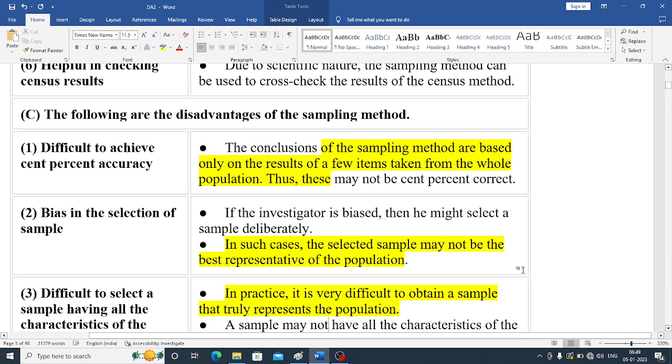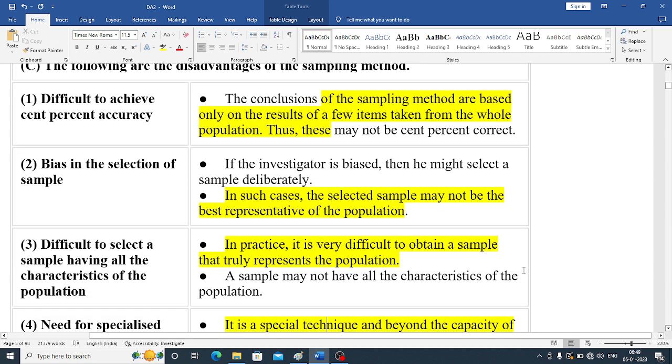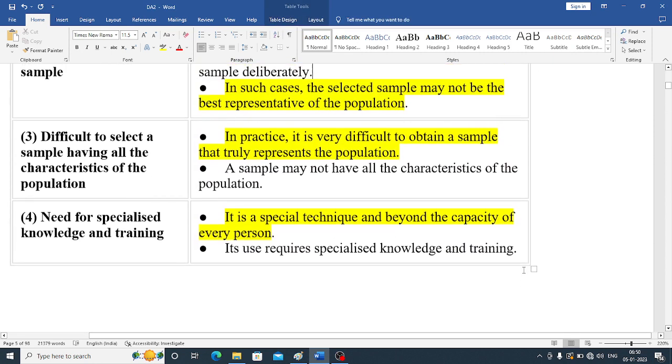Disadvantages: accuracy is doubtful, because in sampling method you are not considering the every element, so there may not be cent percent correct. And there is bias in the selection of sample. There can be in non-probability sampling. The investigator, if biased, he may select the sample according to his intention. And sometimes it is not possible to select a proper sample at all. May not be possible, because the sample you have selected may not have all the characteristics of the population.